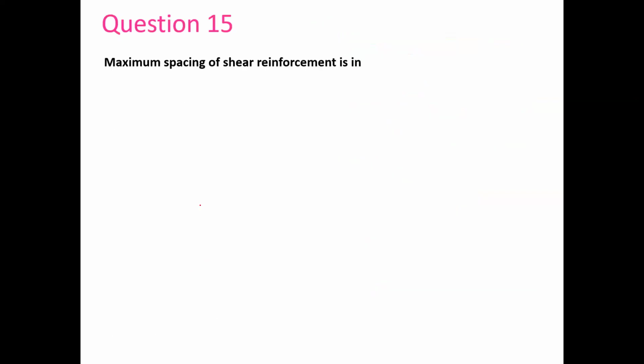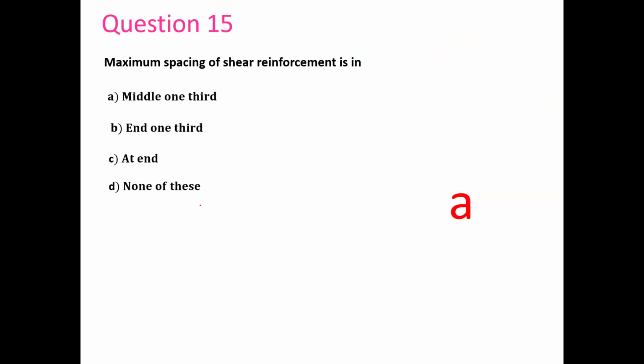Then we have: maximum spacing of shear reinforcement is in. This is the middle one third. If I consider a simply supported beam, we have to go for shear, because you may have a question and you have to explain why. So this will be WU. If this is L, then you have WUL by 2 at each support. So we have the shear force diagram in this manner.